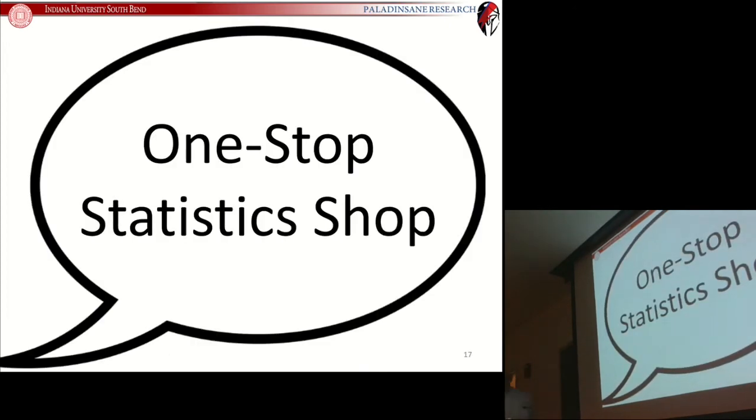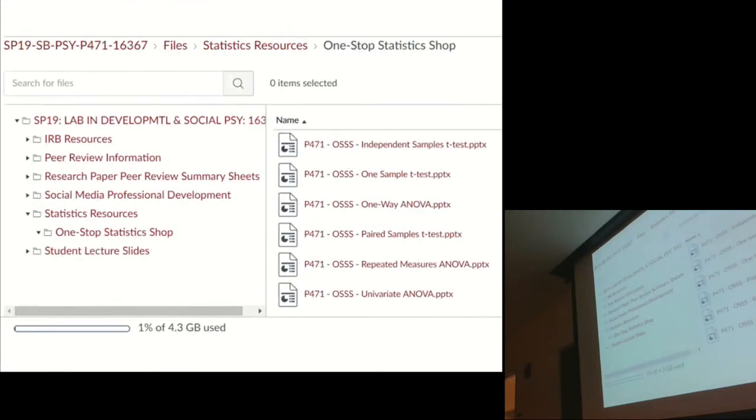The one-stop statistics shop. Just so that you know, one of the most helpful things in terms of doing psychology that you can use the internet for is to find resources to show you how to analyze your data. It is wonderfully awesome that you can put in descriptions of what you're trying to test. It'll take a little bit of work, but you can find the statistical tests that you need to use.